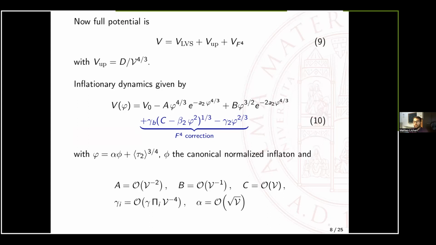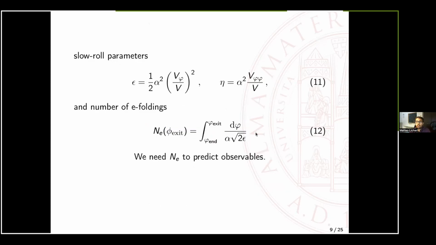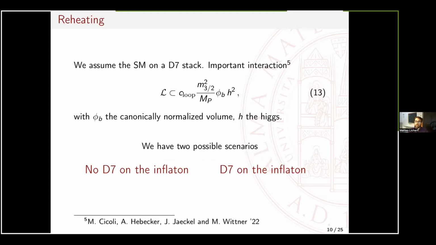And the inflationary dynamics is given in equation 10 as the first line, that is the usual leading term, plus the corrections that are in the second line in blue. Where phi is a linear combination of canonically normalized fields, the other 5 are phi. And the coefficients all scale as powers of the volume, given here in the last line. Since we are taking this correction, we can calculate as always the slow roll parameters and then calculate the number of foldings. And we need an exact number of foldings in order to predict observables. How to do it? Let's see how reheating happens in these models.